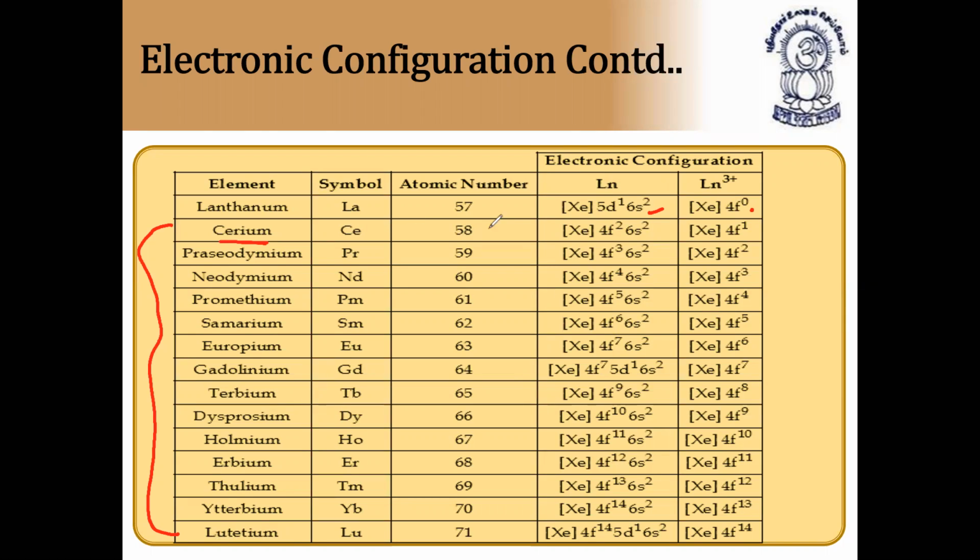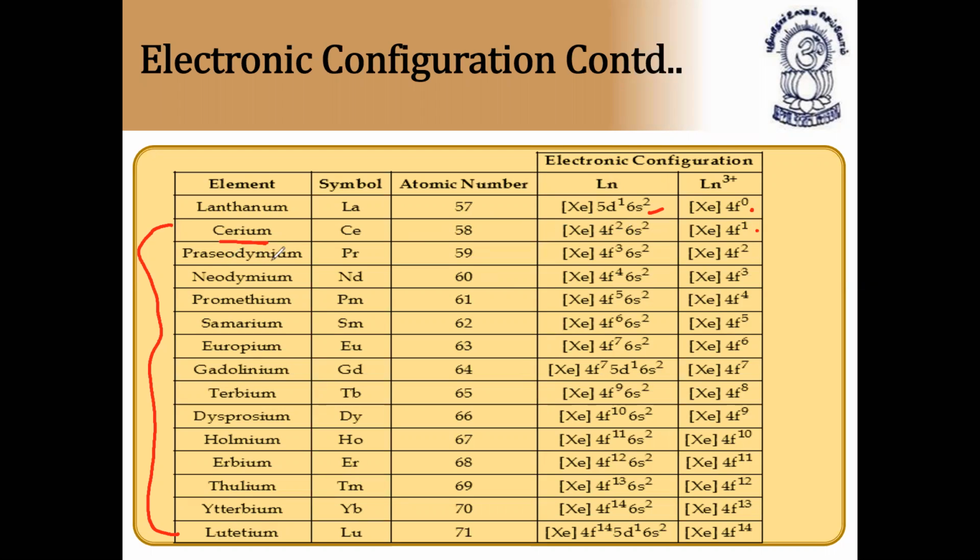Next, cerium. Atomic number is 58. Xenon 4f2 6s2. Xenon is 54, so 54 plus 4 is 58. And there is no d orbital in cerium. That's why it is called an f block element. And after removing 3 electrons, it becomes 4f1.